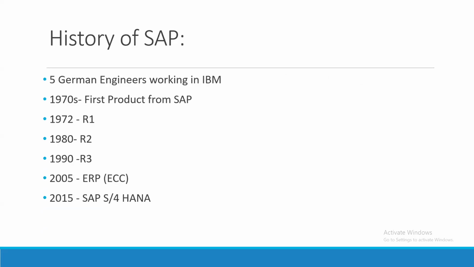Now, what is the history of SAP? SAP is basically a German company. This company is located in Walldorf city of Germany.